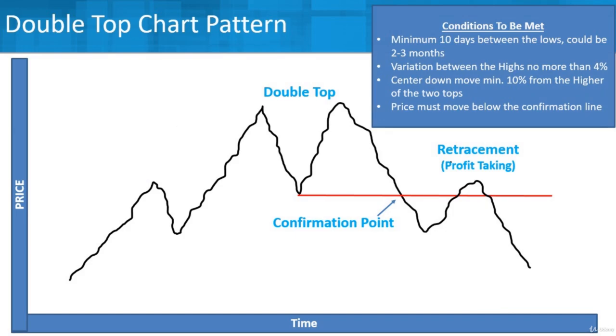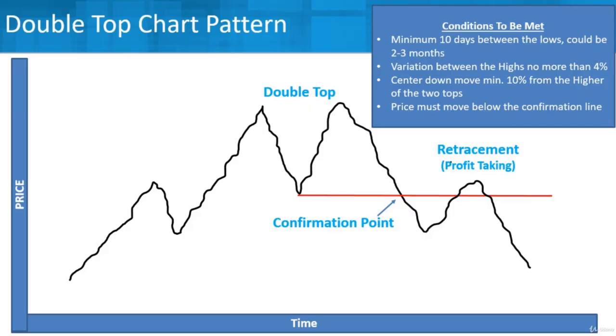Same thing as far as some conditions to be met. Again, it's the mirror image of the double bottoms, but now it's the double tops. You're looking for at least 10 days between the tops. It could be months, but at least 10 days between them. And the variation between the highs is now no more than 4%. Again, it's not something that looks like staggering steps upward. You're definitely forming that M, so you want those tops to be within 4% of each other, so it really starts to look like that letter M.